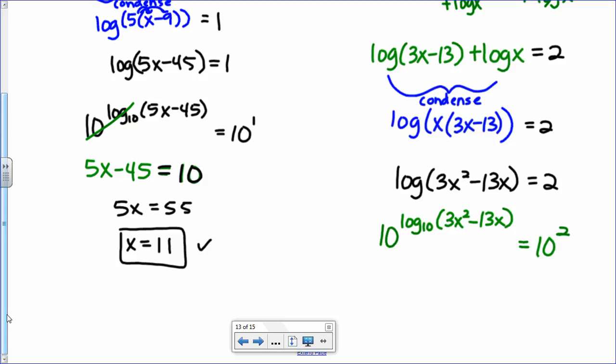Okay, so Ryan, what cancels? The 10 and log. Okay, so what am I left with, Ryan, on the left? 3x squared minus 13x. Good. And then what do I have on the right, Ryan? 100. All right.